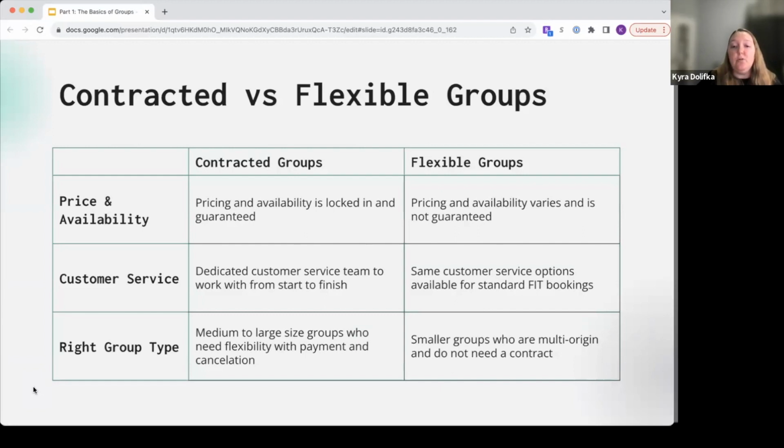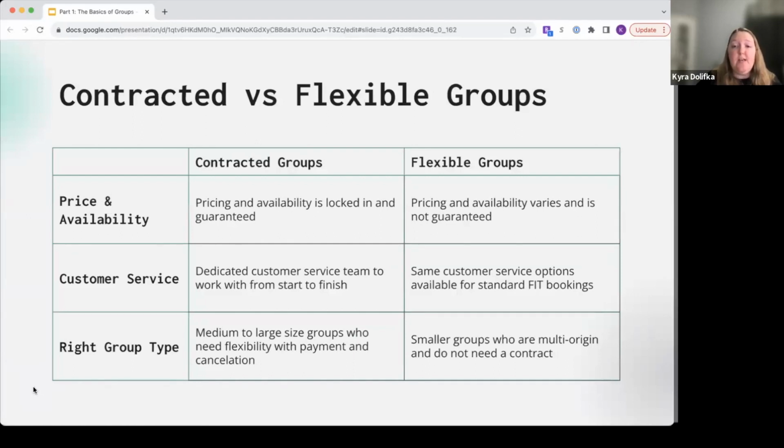Now, flexible groups are best for smaller groups, okay? Smaller groups, 5 rooms, maybe up to 10, 12, 15 rooms, probably tops. I'd really be looking at 5 to 10 rooms for flexible groups. These are groups who may be multi-origin, right? They may be coming from different places because they are not going to be contracting air most likely. So the multi-origin groups work really well for flexible groups. And these are groups who do not need the contract.